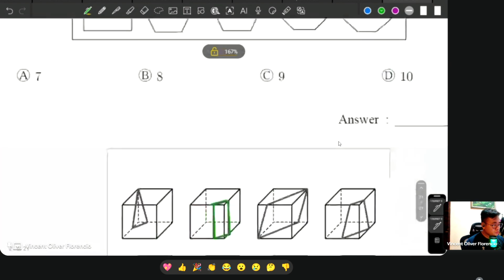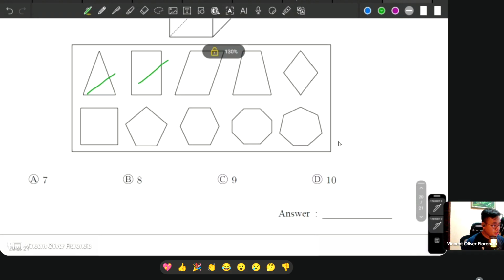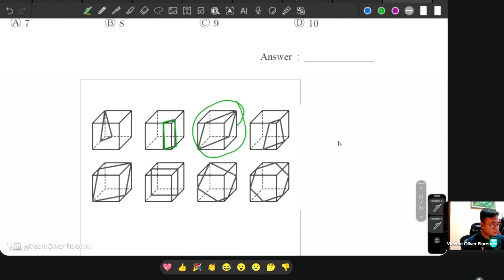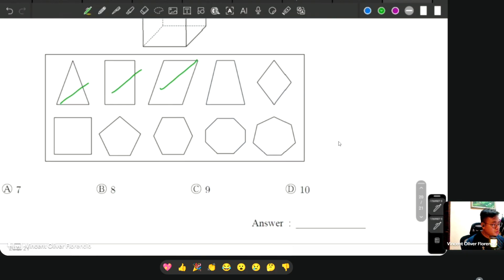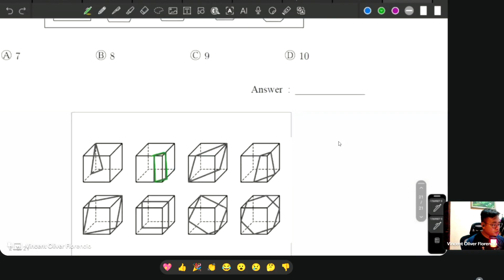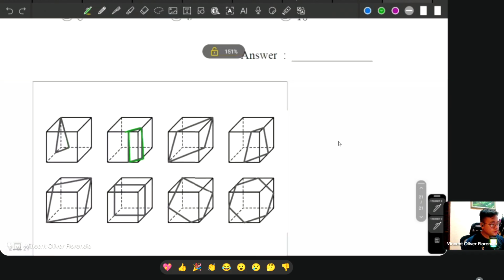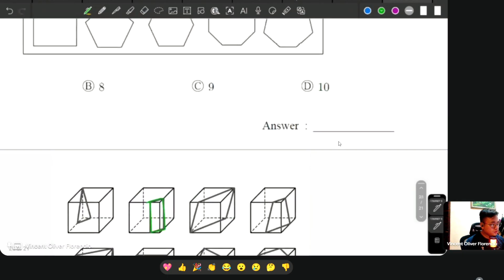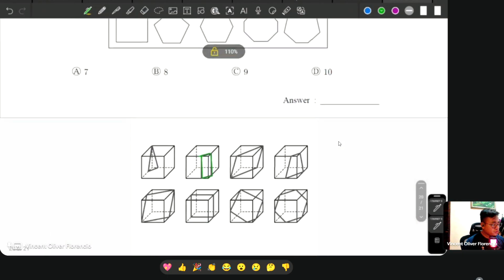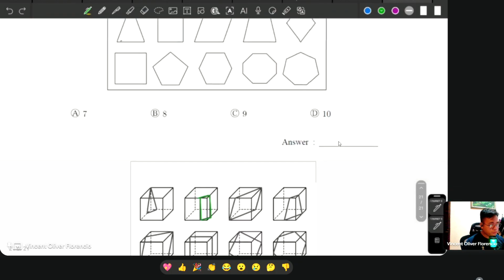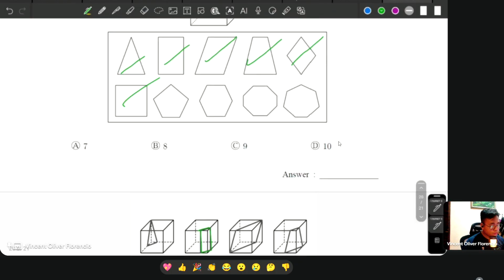Same thing also as this parallelogram. Okay, this one here is the parallelogram. It will also fit. Same thing as this trapezoid, as shown here. It will also fit all of the sides. And then, what about the kite? Yes, the kite will also fit that one. Of course, definitely. The square a while ago.